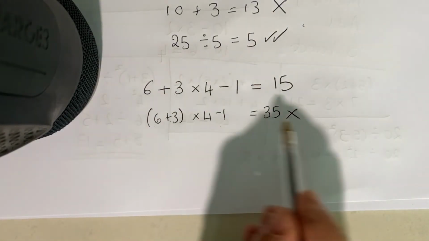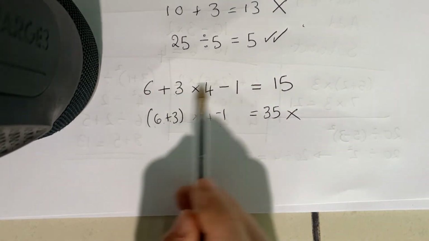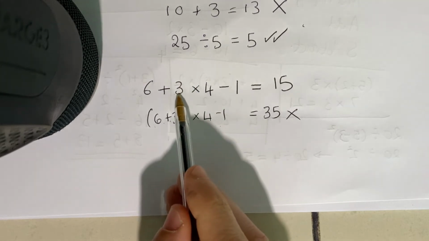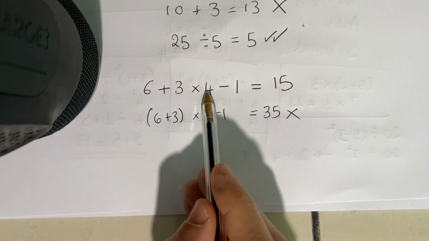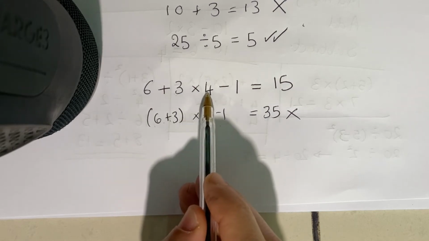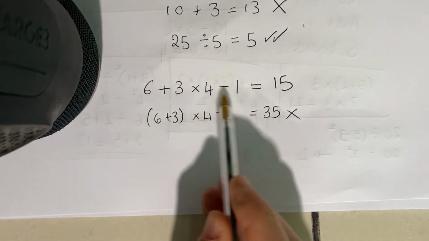Out of interest, maybe what we should also do is first check the sum. So if I was going to calculate this sum currently, let's have a look. We've got 3 times 4 is 12. So we'd have 6 add 12 is 18. Take away 1 is 17. So currently, this has 17.